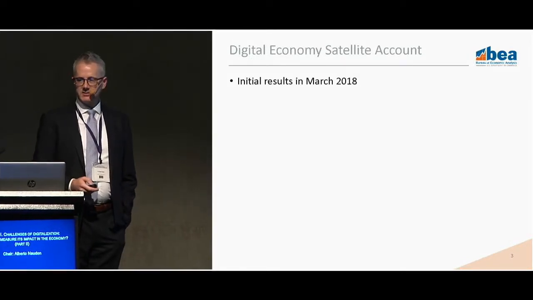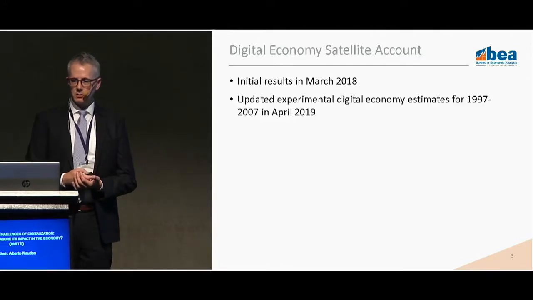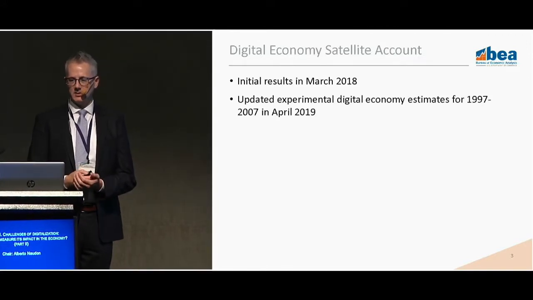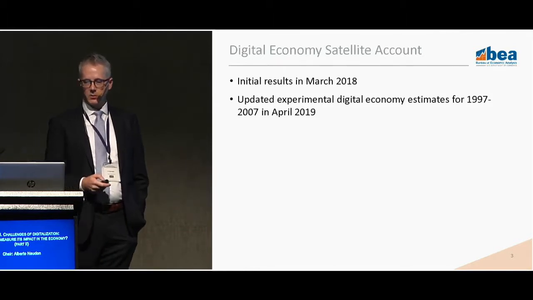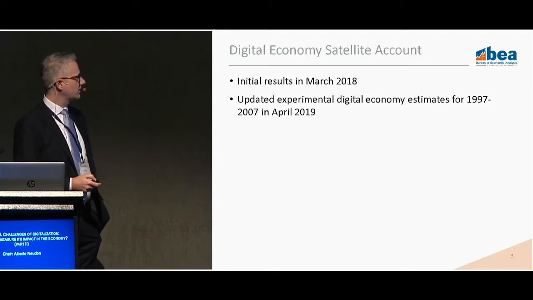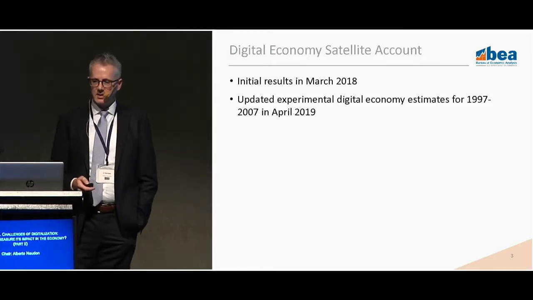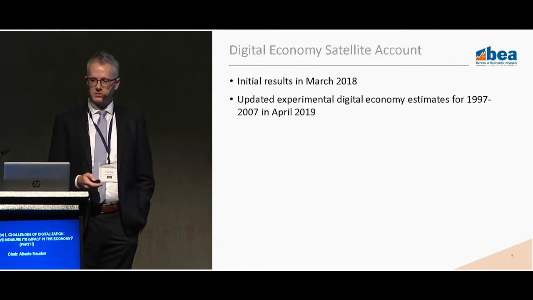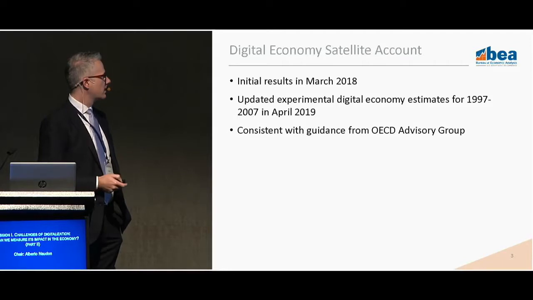So first is the digital economy satellite account. We released initial results in March of 2018 and an update in April of this year in 2019. Our time series for the satellite account with that update spans 1997 through 2017, and there are reports for each of these from March 2018 and April 2019 on BEA's website.